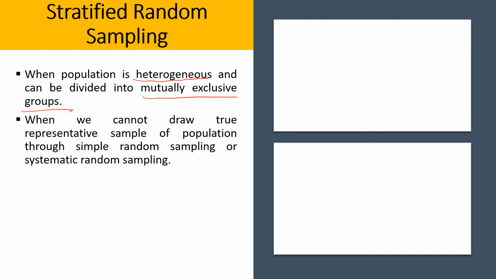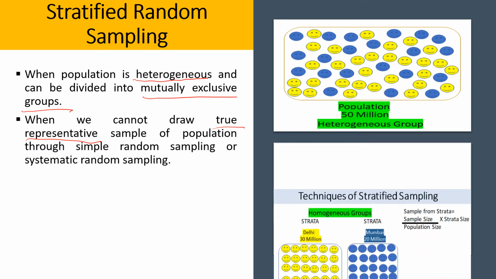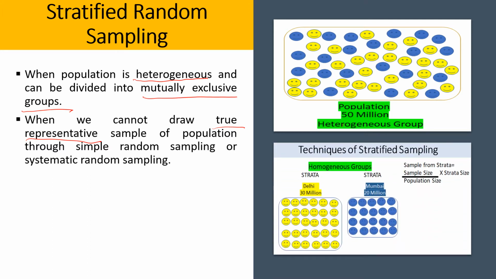which method is suitable. Next, stratified random sampling is also used when we cannot draw a true representative sample from the population through simple random sampling or systematic sampling because we have a heterogeneous population here. Now, how is this method used? We have a heterogeneous population. This heterogeneous population can be divided into homogeneous groups, or strata, you can say. Then using the formula, sample from strata equals sample size divided by population size multiplied by strata size, the researcher can collect the sample from these homogeneous groups separately.